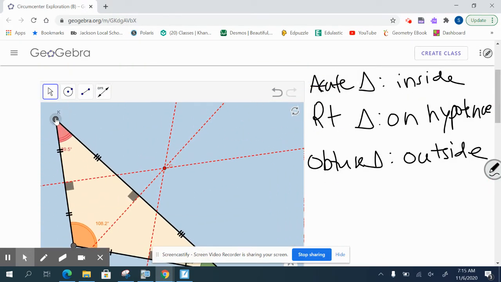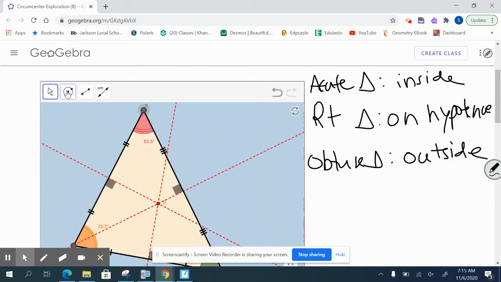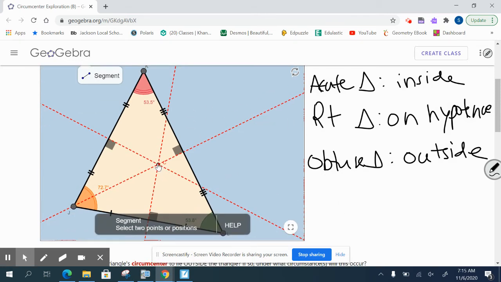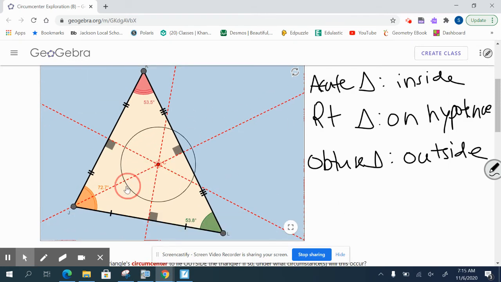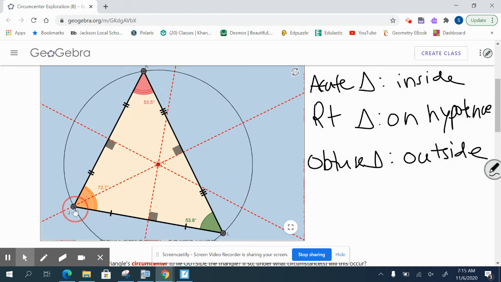So what we're going to do, go back to the original triangle, we're going to construct a circle centered at C and that passes through point J. So I'm going to start it at C and drag it out to point J. So what do you notice if we construct a circle that has a center at the circumcenter and passes through one of the vertices of the triangle? Well, it passes through all 3 of the vertices of the triangle.